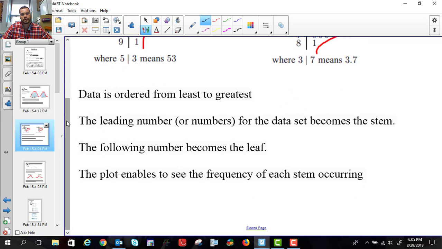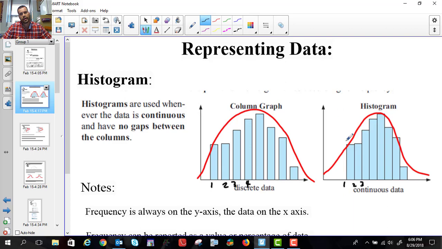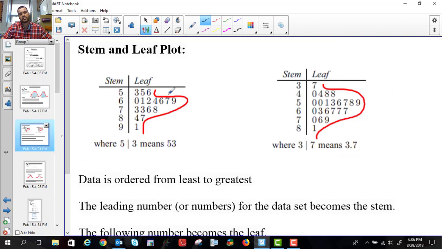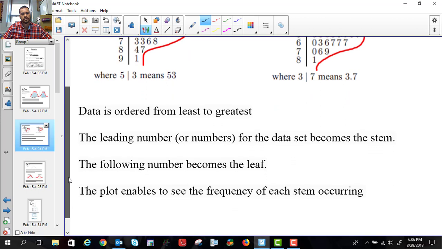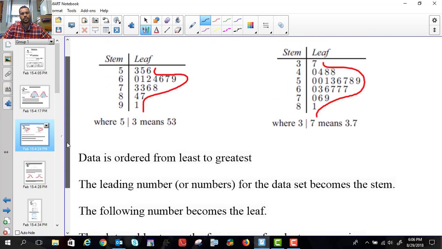And you essentially get a sideways histogram in some senses. If you look at the shape of this graph, if you tilt it on its side and rotate it, you get the same shape. So that's the benefit of stem and leaf. You can't necessarily find mean, median, mode better here than in the other one. It's just a different way to represent the data.